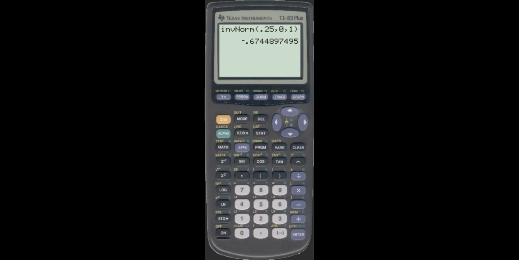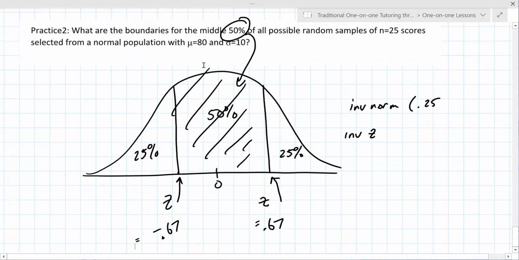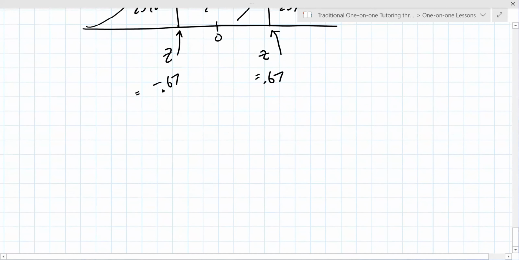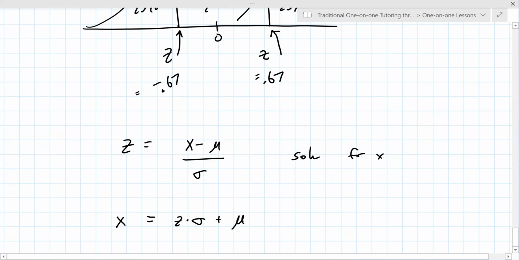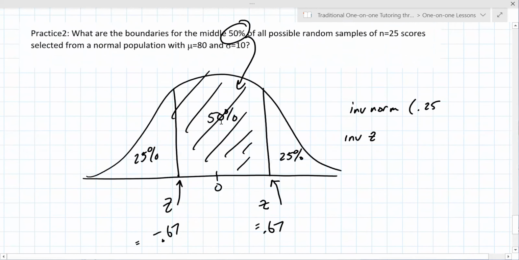Okay. So now we got these two values. If you recall, z is equal to x minus mu over sigma. In this case, we want the x value. If you solve for x, which you probably were given this formula, x equals z sigma plus mu. And you might be thinking, what does that mean to me? Well, you have all those values. You have the z value, negative 0.67. Your sigma is given in the problem. Your sigma is 10 and your mu is 80.